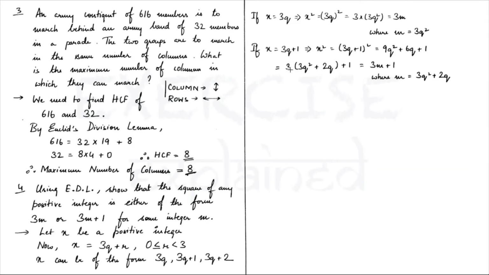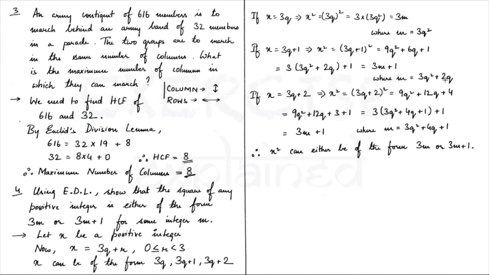And as we take out 3 common from the first two terms, we get 3 into (3q square plus 2q plus 1). Now 3q square plus 2q, we'll consider it as m and we can write it as 3m plus 1, where m is 3q square plus 2q. Now the third thing, we need to find the square of 3q plus 2.